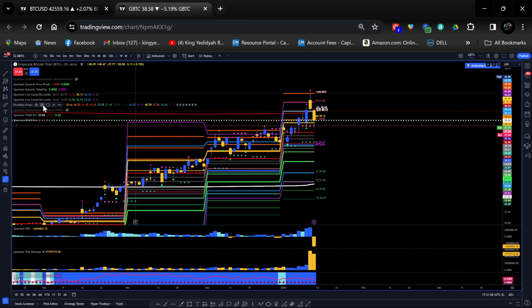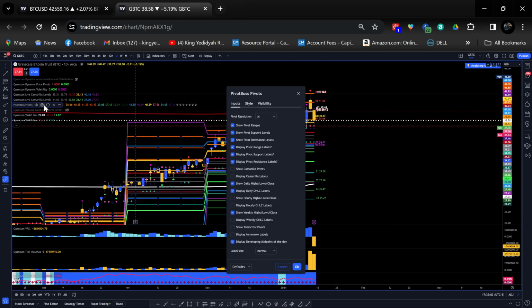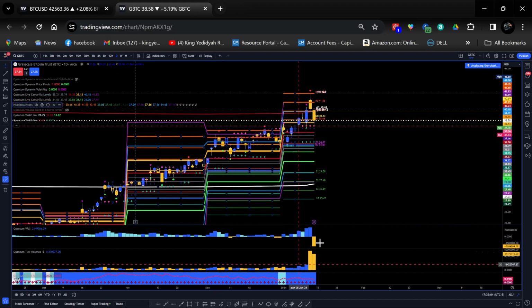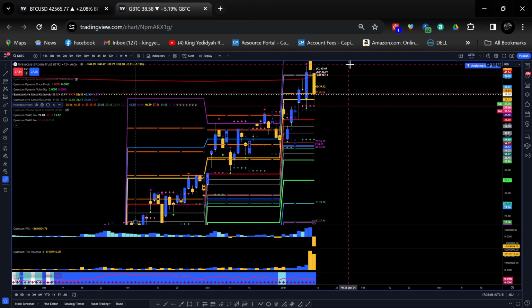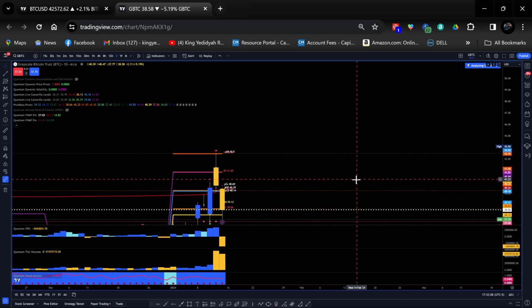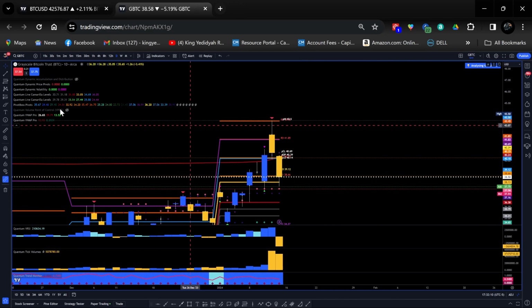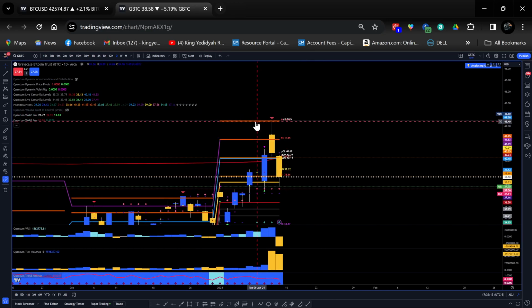Yeah. So they spiked the price. Yeah, because on the monthly floor pivots it actually came up to R4. Look at it right there. Yeah, came up to R4.